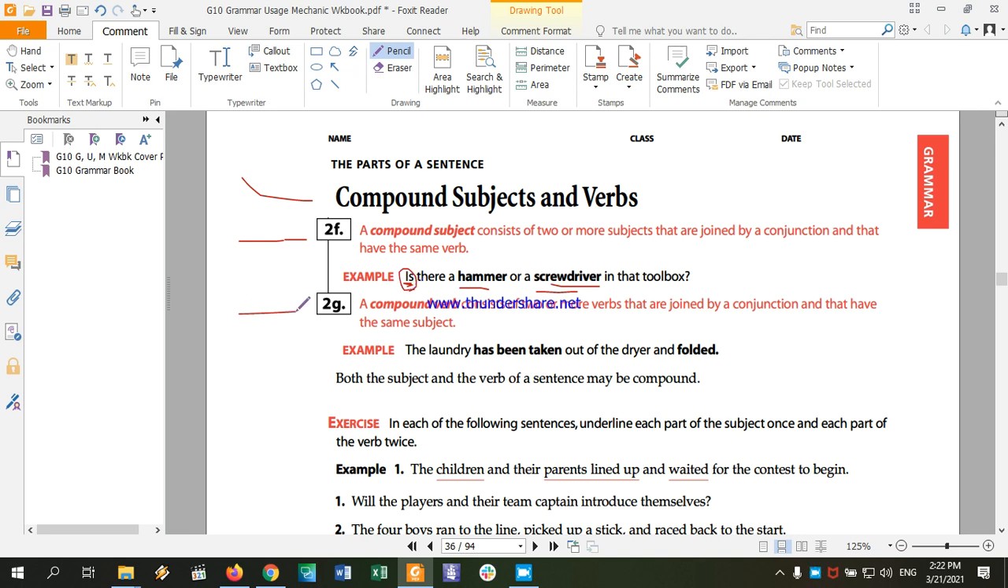A compound verb consists of two or more verbs that are joined by a conjunction as well and that have the same subject. For example, the laundry has been taken out of the dryer and folded, or has been folded. So here's the subject. We have a single subject and we have has been taken out, and this is the first verb, and has been folded, and this is the second verb.